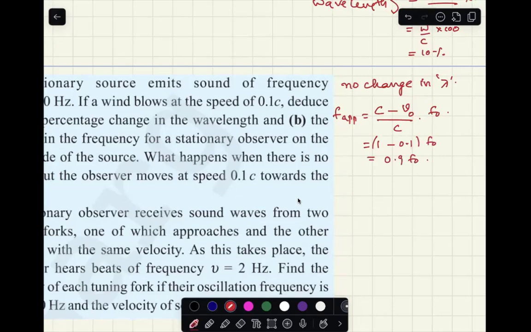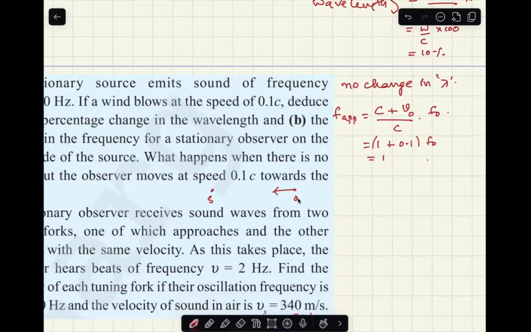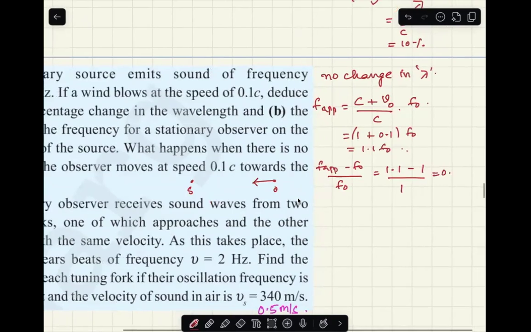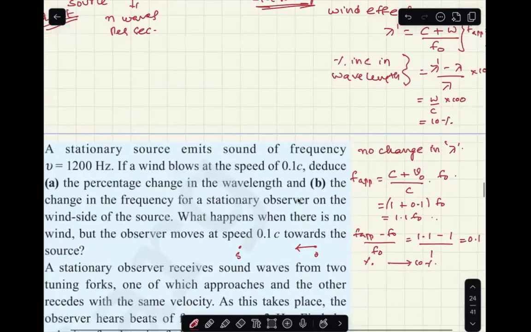Okay, one minute. The observer is not moving away; the observer is moving towards the source. So you should have plus in the formula here. Stationary source, observer moving towards it: 1 plus 0.1 becomes 1.1 f0. There is a correction here. So (f apparent minus f0) by f0 is (1.1 minus 1) by 1, which is 0.1. In percentage, again this is 10%.